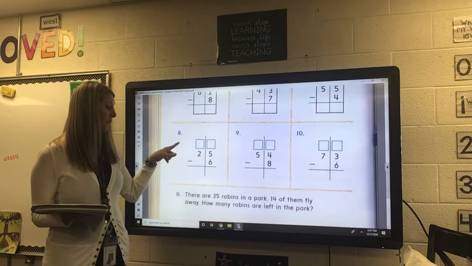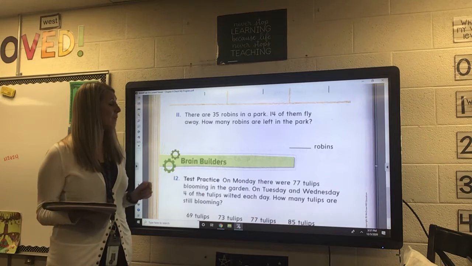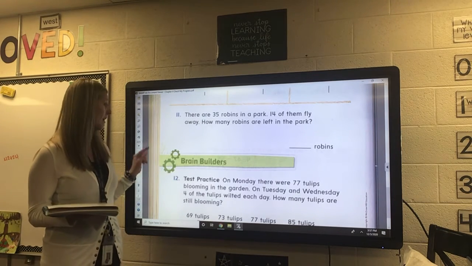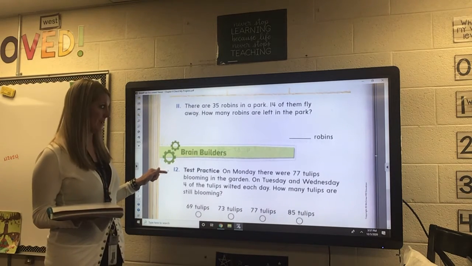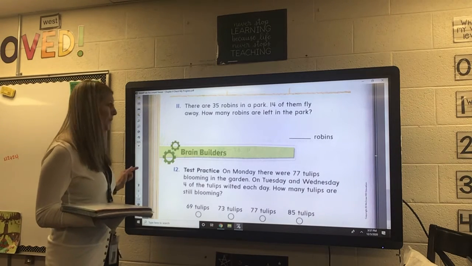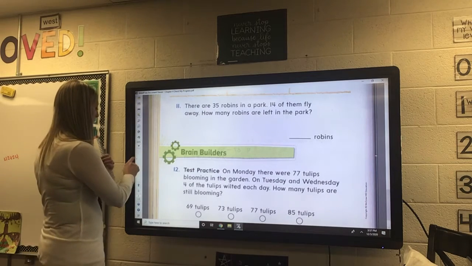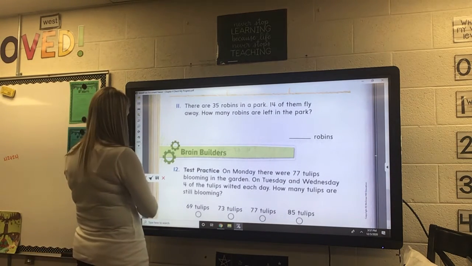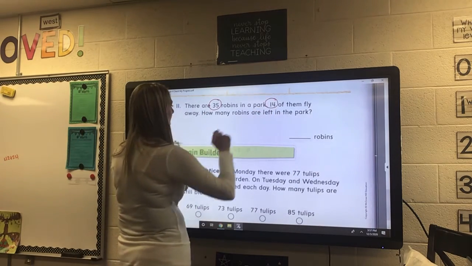And then I will go down and read number 11 for you. Number 11 says there are 35 robins in a park. 14 of them flew away. How many robins are left in the park? So we have our story problem. We are starting with 35 robins. So I'm going to circle that. And then 14 flew away.